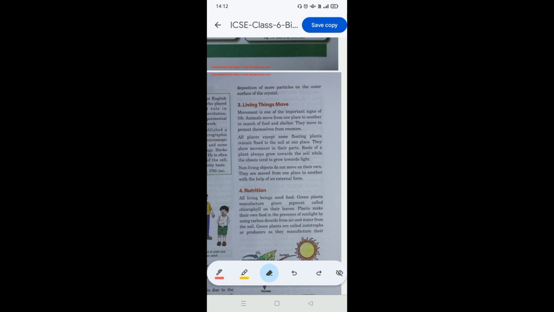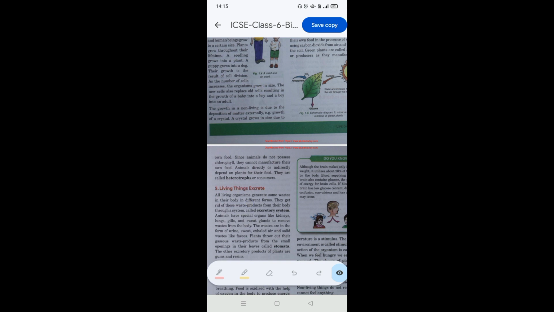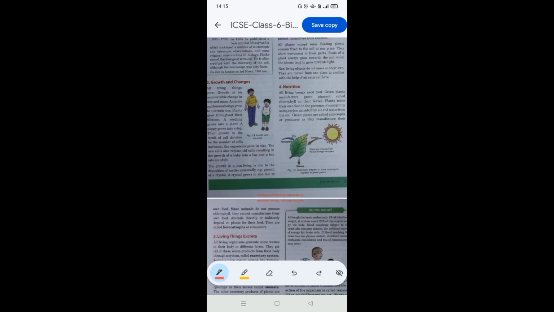So green plants are called autotrophs or producers as they manufacture their own food. Since animals do not possess chlorophyll, they cannot manufacture their own food. Animals directly or indirectly depend on plants for their food. They are called heterotrophs or consumers. To summarize in short, in case of nutrition, all living beings need food, right?